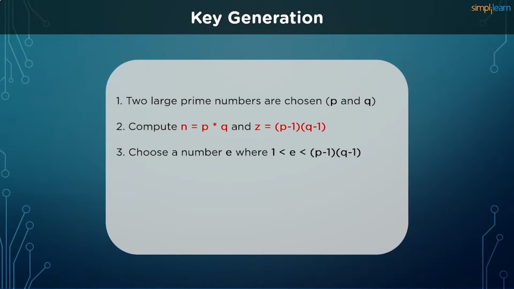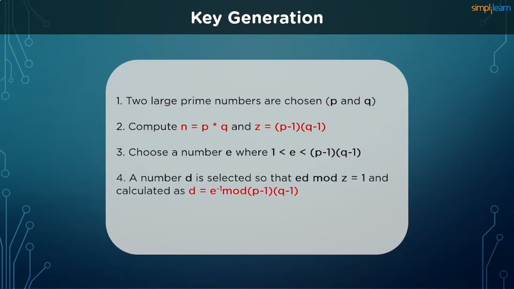A number E is chosen at random satisfying the following conditions, and a number D is also selected at random following the formula ED mod Z equal to 1, and it can be calculated with the formula given below. The public key is then packaged as a bundle with N and E, and the private key is packaged as a bundle using N and D. This sums up the key generation process.